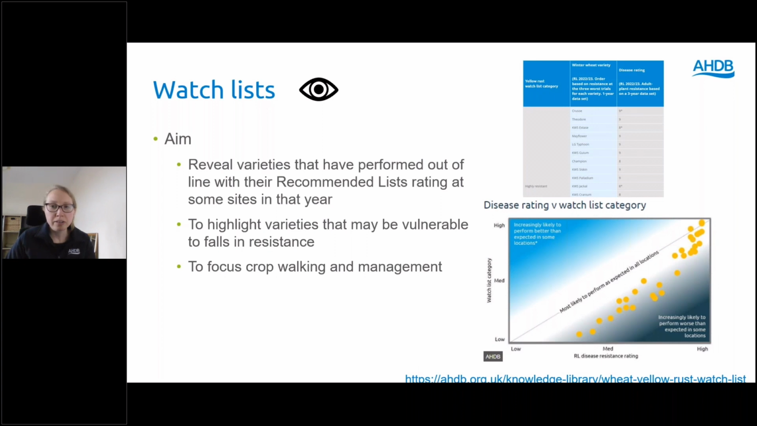So it uses the RL data, all of the data that goes into the main RL ratings, but then once we've collected all of that, we use the data from the UKCPVS adult plant trials to validate what we see.